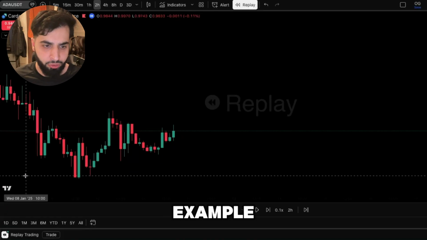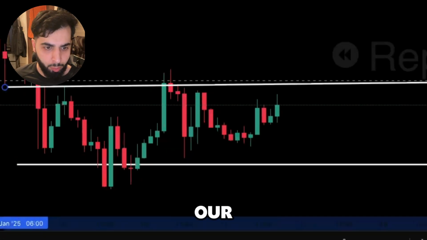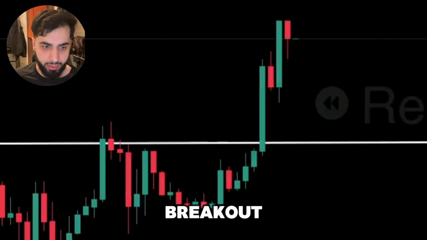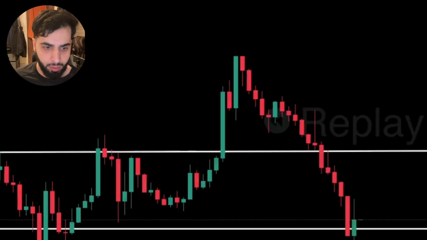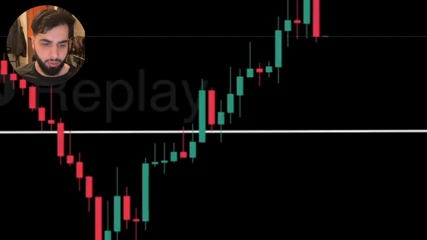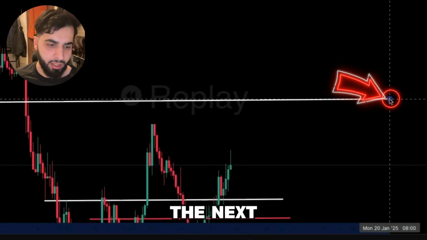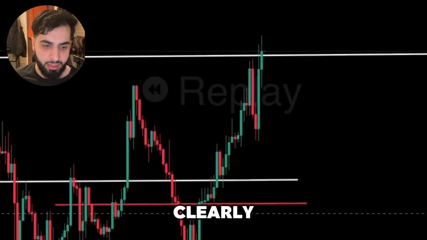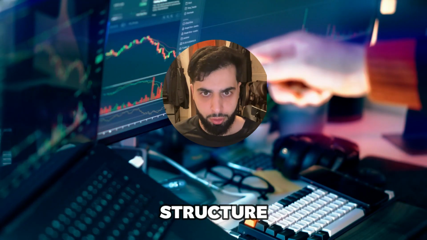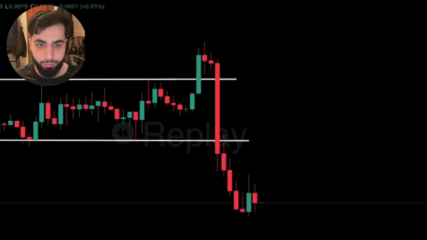Let's look at one more example. We mark our support, we mark our resistance, price consolidates. Price attempts to break but fails. False breakout, so we stay out. Later, price breaks again, this time with a strong close above the zone. We enter. Stop loss below resistance, target at the next resistance level, price moves clearly into that area, trade complete. No indicators, no guessing, just structure. This is exactly how you avoid false breakouts.